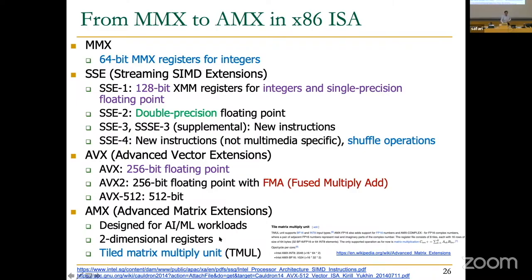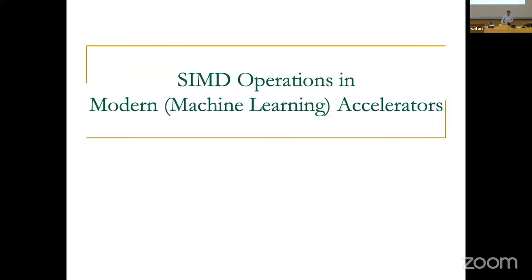And more recently, Intel introduced these Advanced Matrix Extensions, like everybody has been introducing, right? Here you have 2-dimensional registers and a tiled matrix multiply unit, and you can read about it also. Basically, this supports matrix multiplication. And we're going to see that GPUs also introduce these specialized units soon, even though they're SIMD machines. Okay, any questions? We're still talking about extensions, not GPUs yet.